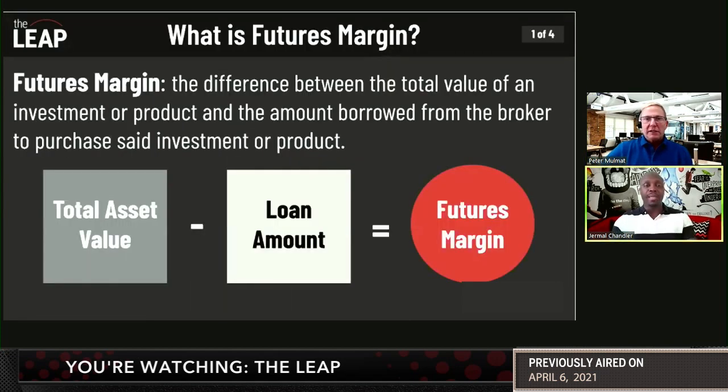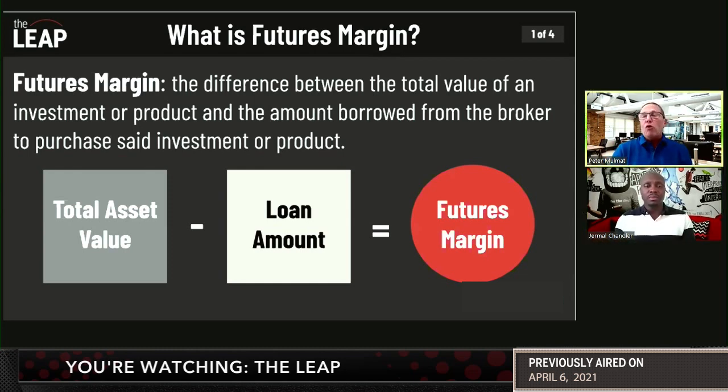All righty. What have we got here? What is futures margin? Futures margin is the difference between the total value of an investment or product and the amount borrowed from the broker to purchase said investment or product. So we've got the total asset value minus the loan amount equals the futures margin. What does that mean, Pete?